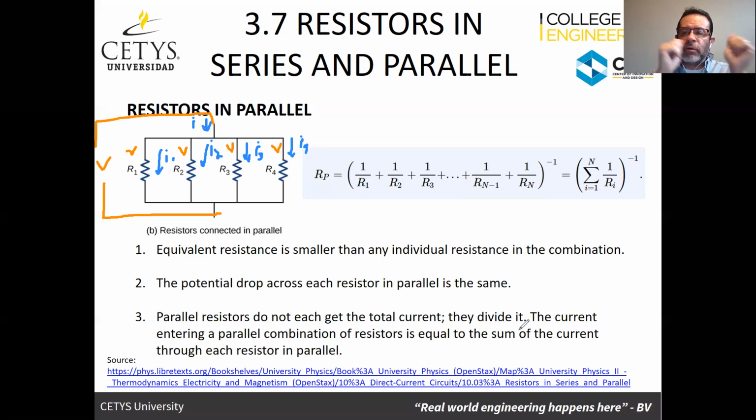In series, equivalent resistance is the sum of each of the individual resistances. In parallel, the equivalent resistance is going to be the reciprocal of the sum of the reciprocals.